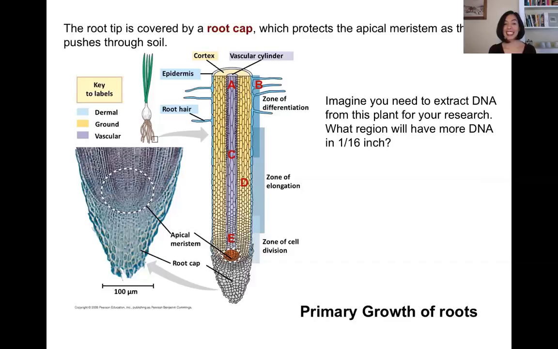Well, the right answer is E, because, as hopefully you can see here, these cells are dividing and they are very small, but as they divide, they elongate. So this is the zone of cell division, and then as they develop and keep growing, they elongate, and later they differentiate into these three types of tissues. So the answer is E.